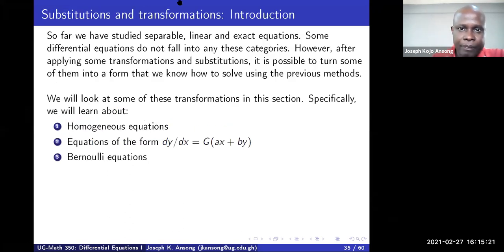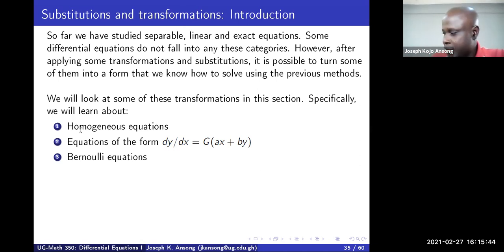So basically, the idea is that there are differential equations which don't fit into the categories we've looked at already, but you could transform them, okay? Make a substitution, transform them into one of the forms that we know how to solve, like separable equations, linear equations, exact, and so on. So these are the things we want to look at.